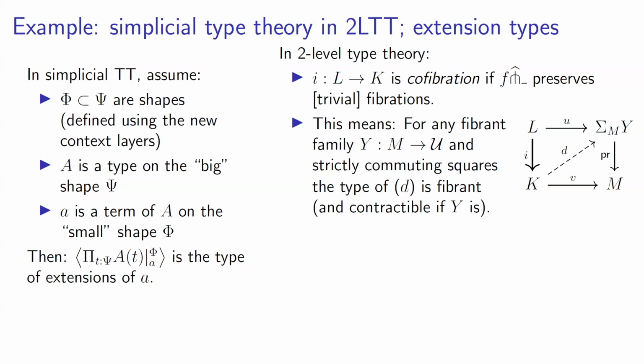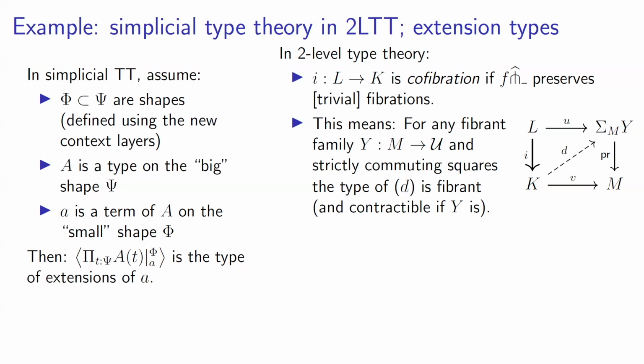The same sort of thing exists naturally in two-level type theory, because there you can talk about types which are fibrant, which means they really come from the inner theory which we are interested in. Then you can look at this picture and say that this map from L to K is a cofibration if, whenever you have such a square, this type of diagonal fillers here, which makes everything commute, is again fibrant.